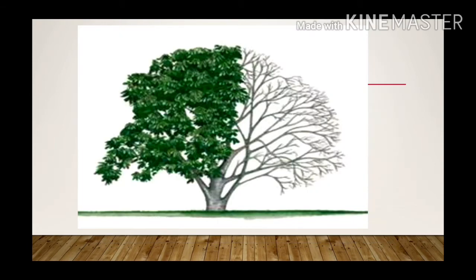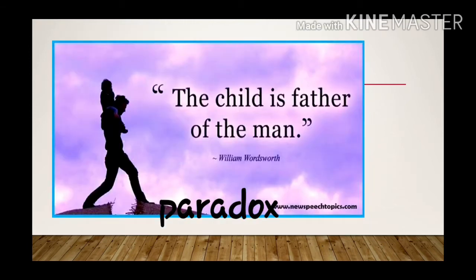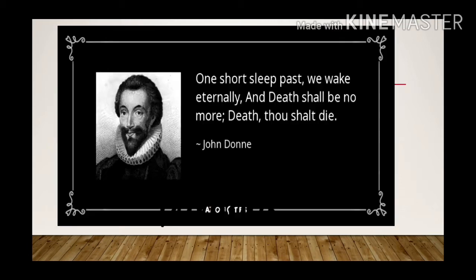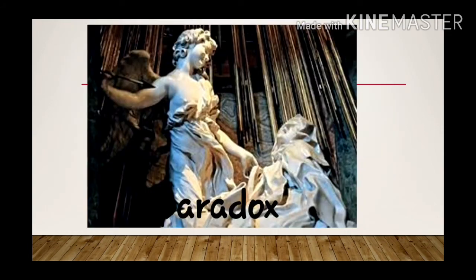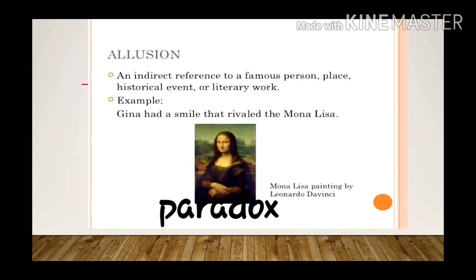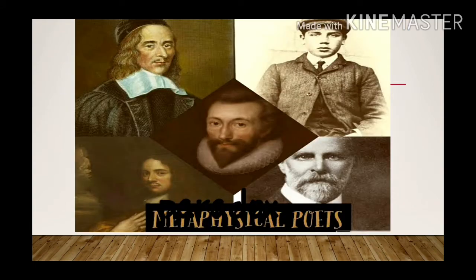First is paradox. Actually, a paradox is a statement which seems on its face to be logically contradictory or absurd, yet turns out to be interpretable in a way that makes sense. An instance is the conclusion to John Donne's sonnet, Death Be Not Proud. One short sleep past, we wake eternally, and death shall be no more.